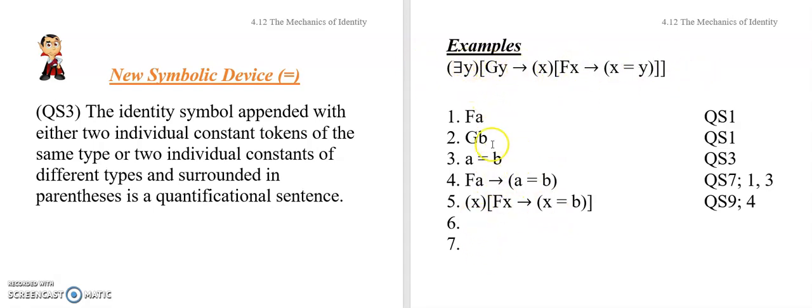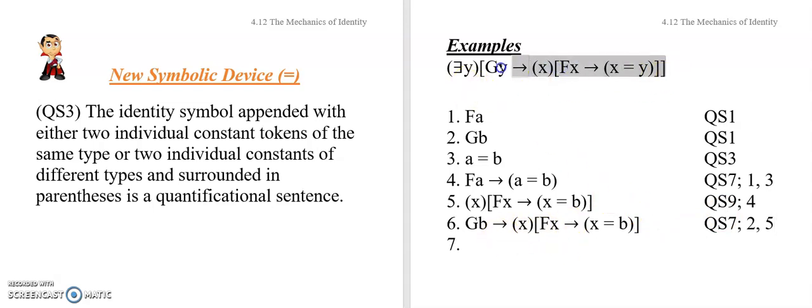So next stop is GB, okay, implies. So we're doing the arrow rule, which is going to be QS7, and this whole thing, okay, which is a sentence. We just proved that. So that's going to be QS7 applied to lines 2 and 5, all right? And then, of course, what I want to do is apply my existential quantifier rule, QS9, to this entire line.